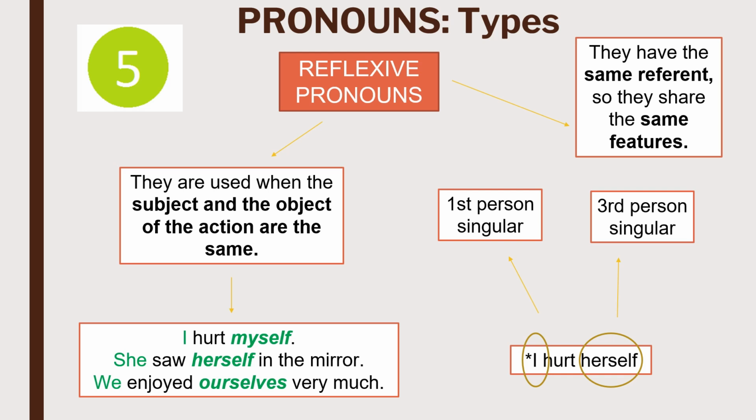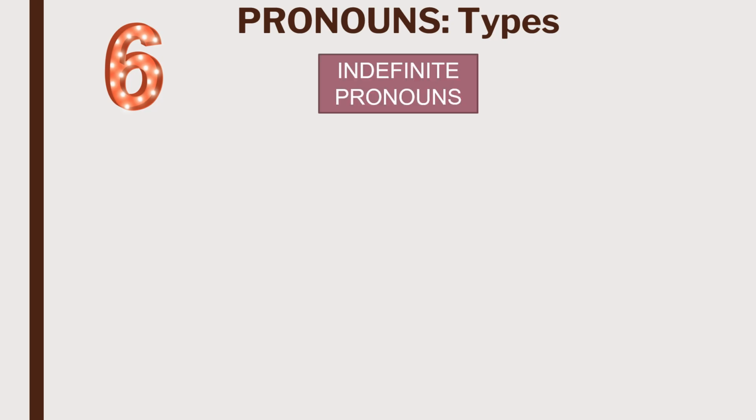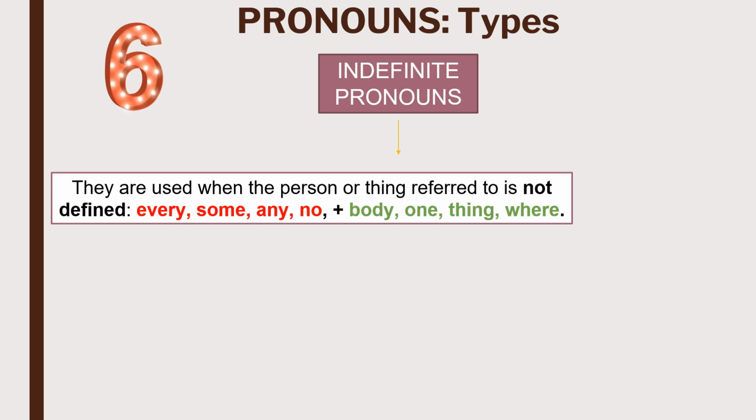In the following slide, we will discuss indefinite pronouns. As we have already anticipated, the sixth group of pronouns we will discuss is indefinite pronouns. These are used when the person or thing referred to is not defined, and they are generally formed with every, some, any, or no, plus one of the following elements: body, one, thing, or where.